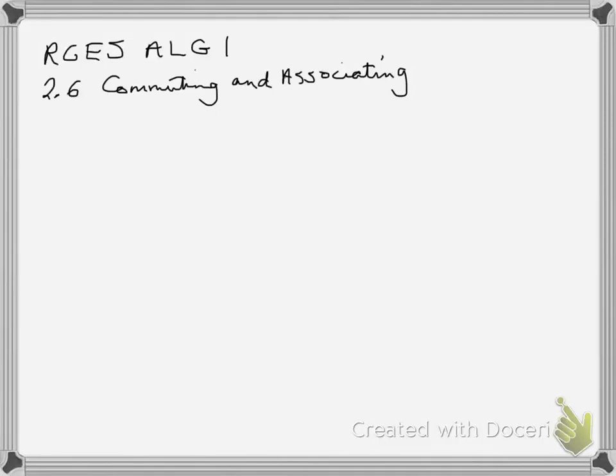This is Rges Algebra 1, and we're in Lesson 2.6, Commuting and Associating. Okay, these are two important properties among real numbers.